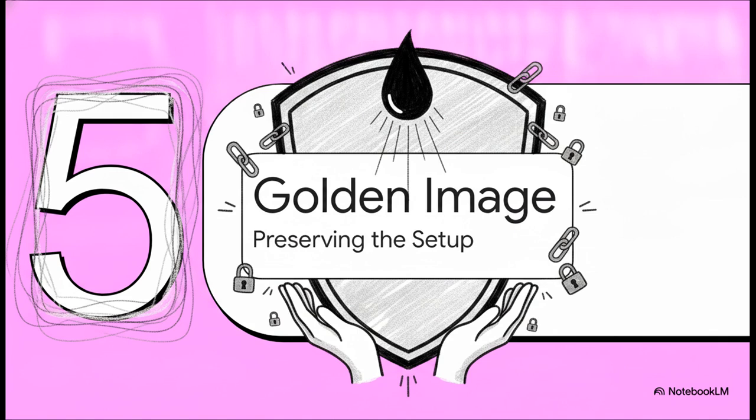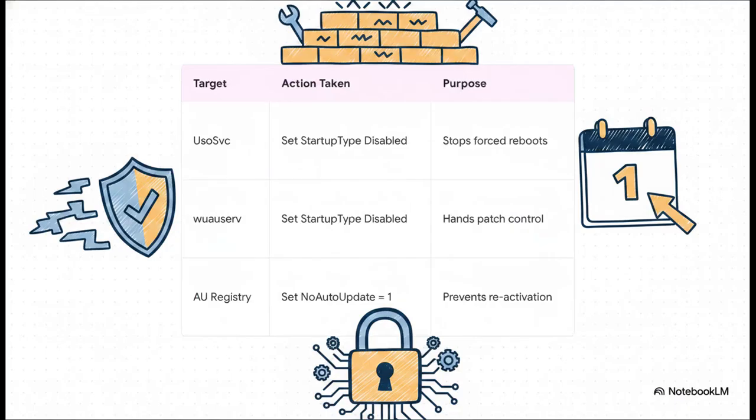Finally, Part 5, Preserving the Golden Image. You have done all this hard work, so the last thing you want is Windows pulling the rug out from under you with a forced automatic update and a sudden reboot. To stop that, you must manually disable the Update Orchestrator and the Windows Update Service. By locking those down and setting the No Auto Update registry key, you are back in the driver's seat. You decide when the machine updates, meaning you can audit changes and make sure your telemetry blocks stay intact.